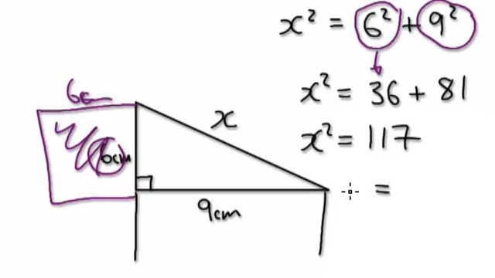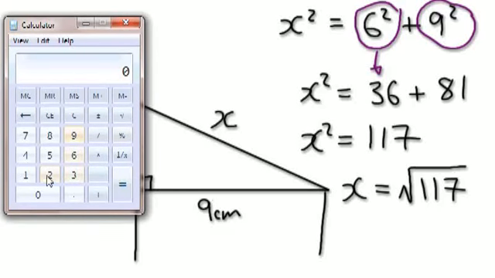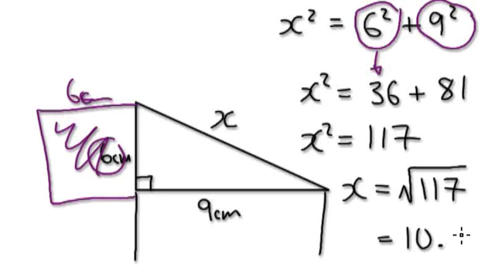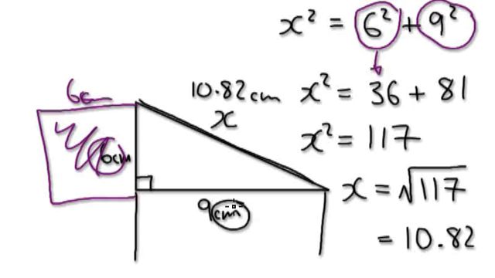So what you do now is square root both sides. So this would be the square root of 117. Now you jump to a calculator and work out the square root of 117. It becomes 10.82. So this length here must be 10.82 centimeters, because we are working in centimeters. If it's meters, then this would be meters. If we work in elephant trunks, then this must be 10.82 elephant trunks.